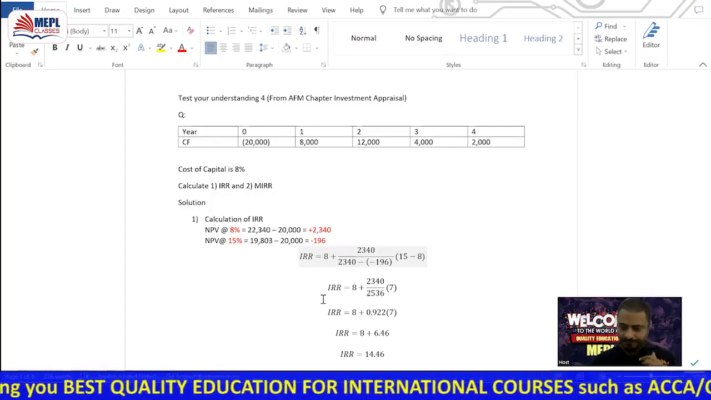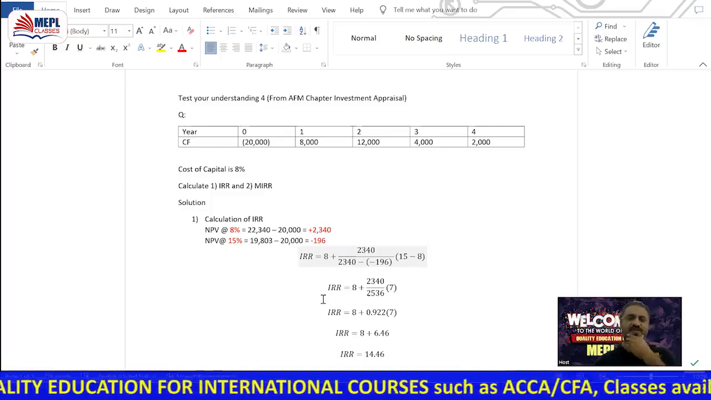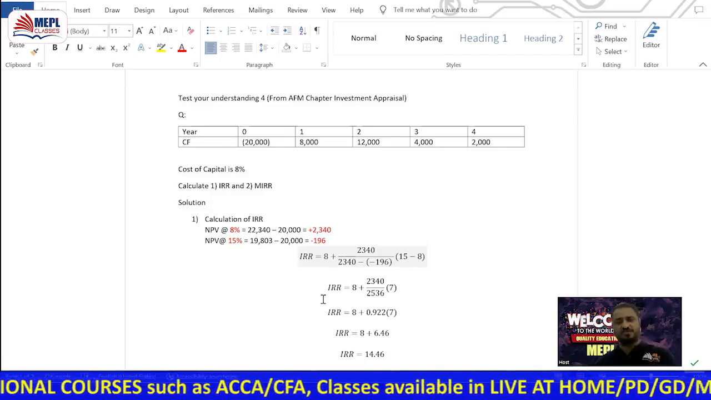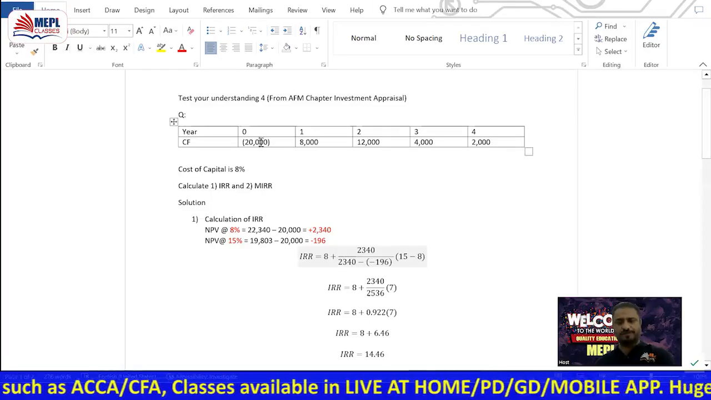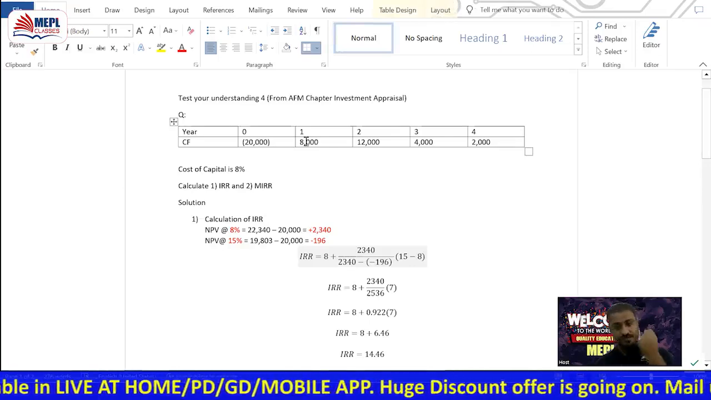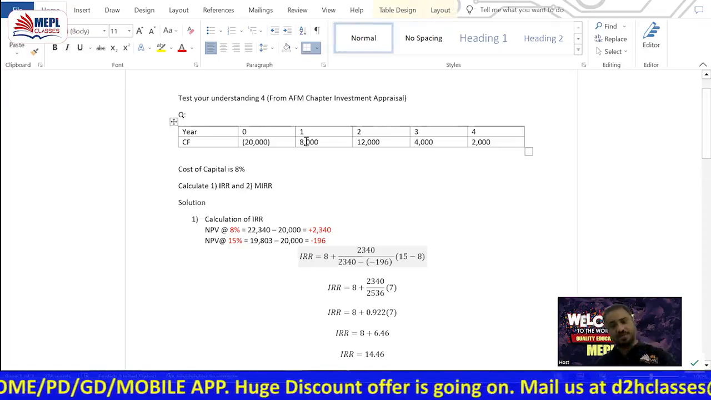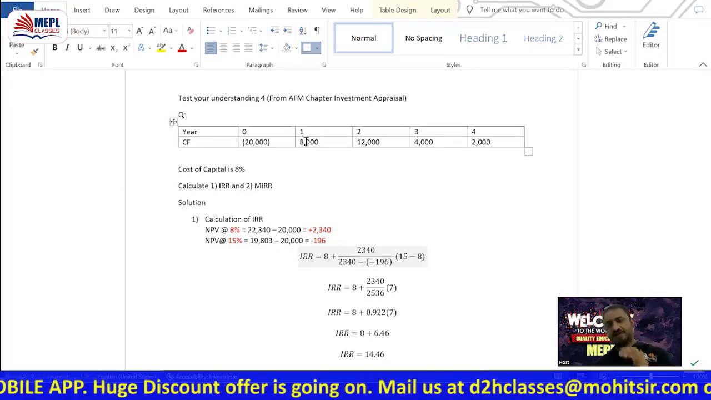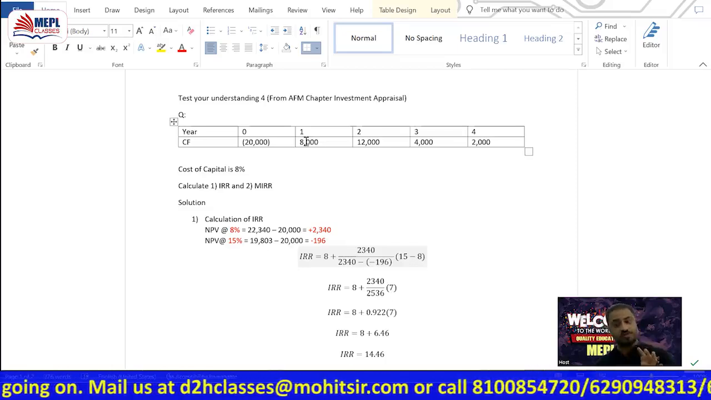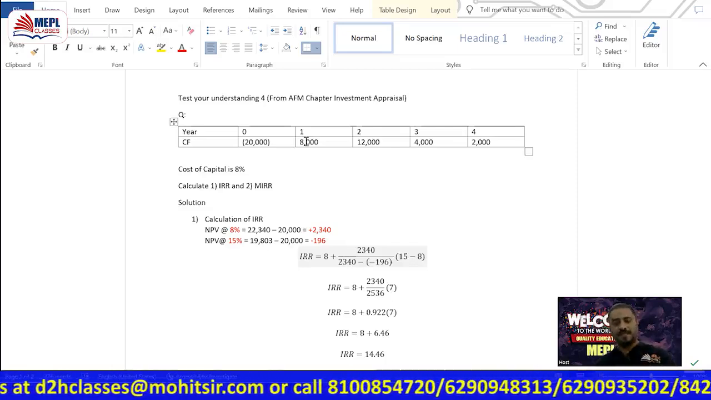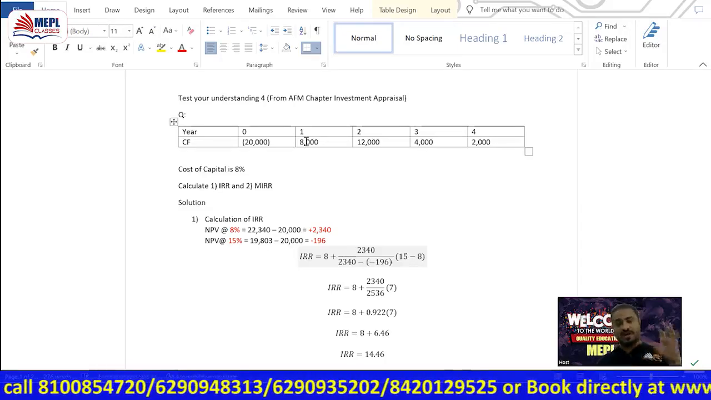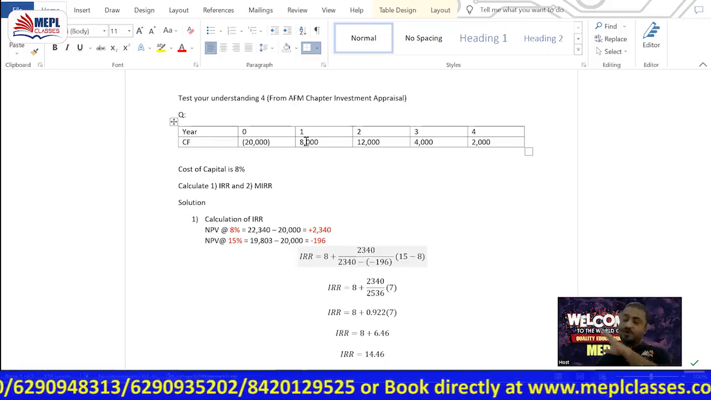But how do we say that this project earns 14.46% maximum? Assume you have to put 20,000 today. At the end of first year, you will receive 8,000, but you will not withdraw it from the business. You will keep it in the business. For second year, 12,000 will be income, cash flow, but you will not take it home. You will keep it in the business only. 4,000 you will earn in the third year, but you will not withdraw it. And 2,000 you will earn in the fourth year, but you will not withdraw it.